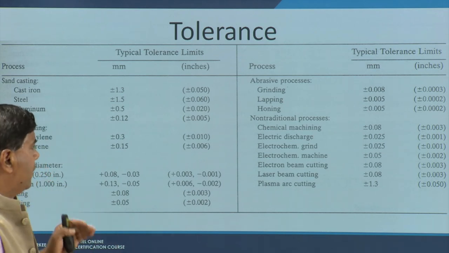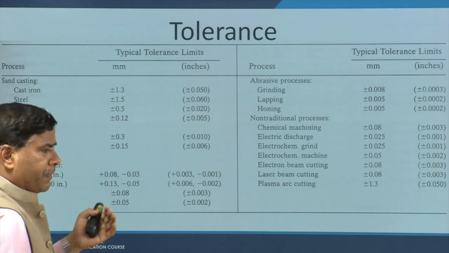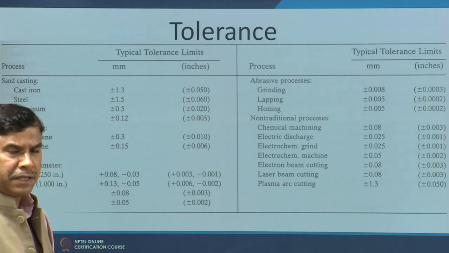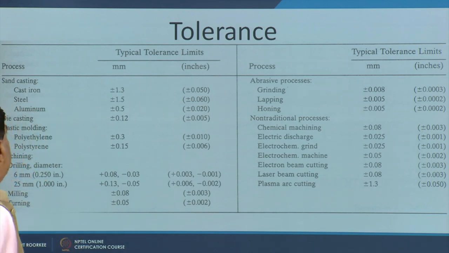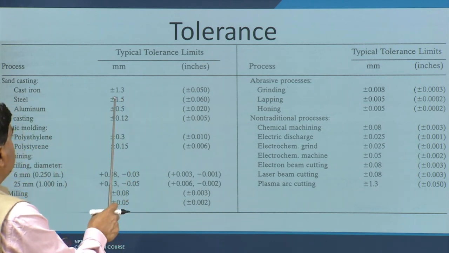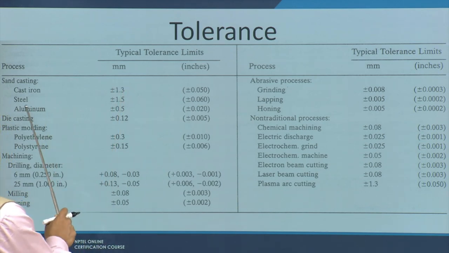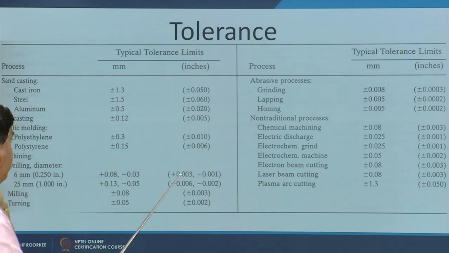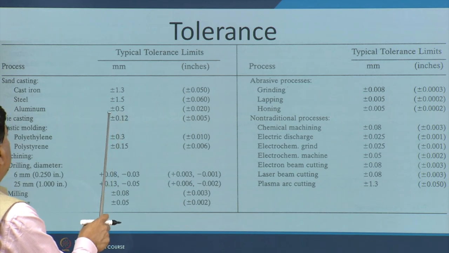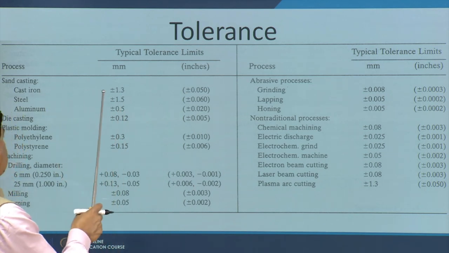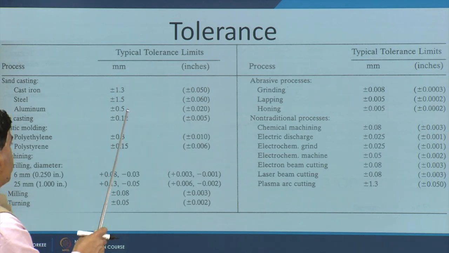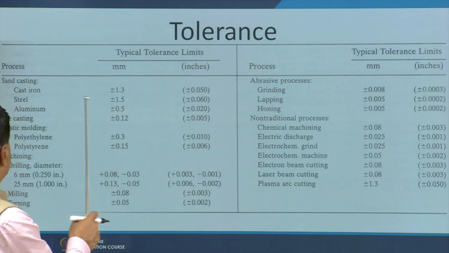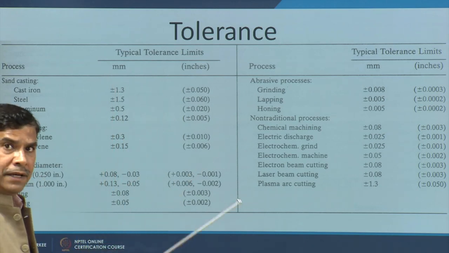Coming to another important characteristic related with the manufacturing processes, which will be determining the kind of control over the dimensions which can be achieved through a particular manufacturing process. For example, for sand casting, when cast iron is processed, control over the dimensions is to the tune of plus minus 1.5 mm. For steels, it is plus minus 1.5, and for aluminium, it is plus minus 0.5. I'll just correct it. For cast iron, plus minus 1.3. In case of die casting, the dimensional control which can be achieved is plus minus 0.12. So, very close dimensional control can be achieved in die casting, which is much better as compared to the sand casting process.